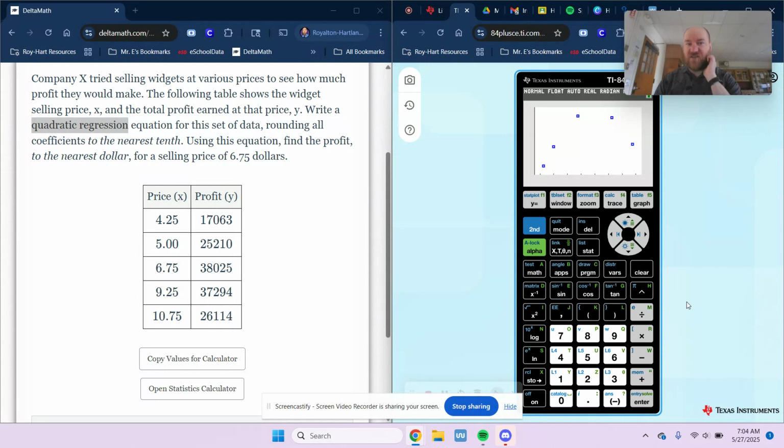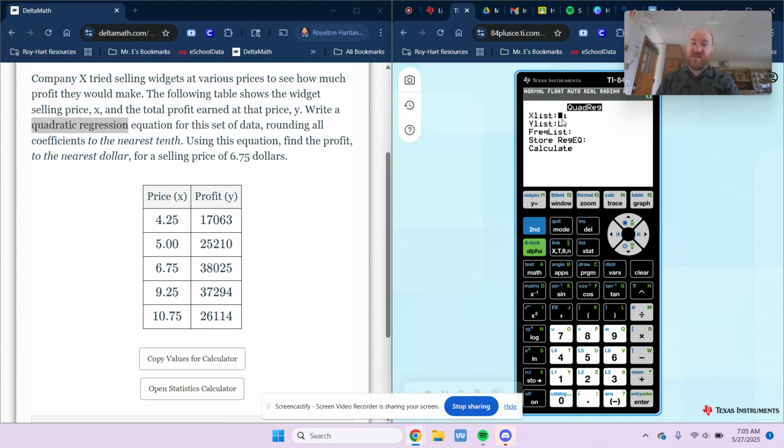So now how do we actually do the quadratic regression? Let's quit this screen. We're going to do stat, and we're going to go over to calc. You're going to see a lot of regressions here. Like I said at the beginning of the video, there's tons of different regressions. We have linear, quadratic, cubic, quartic, linear, ln, exponential, power, logistic. Now they said they wanted quadratic, so we're going to do number 5, QuadReg.